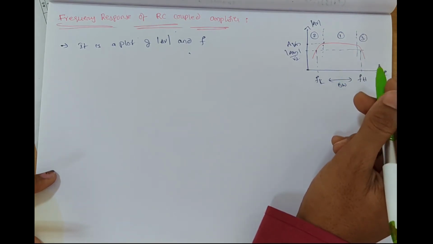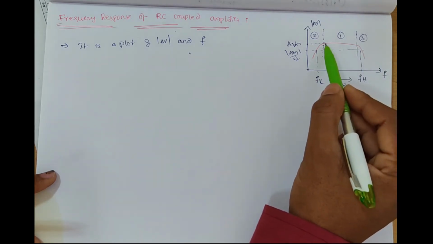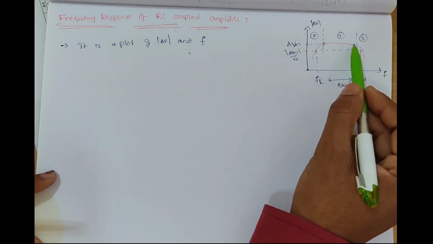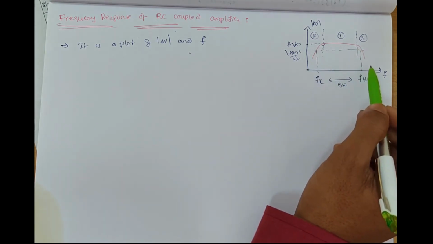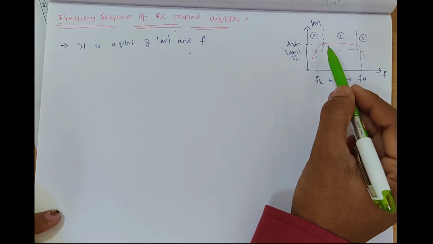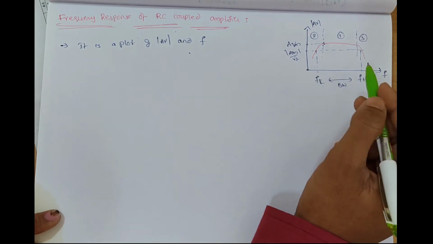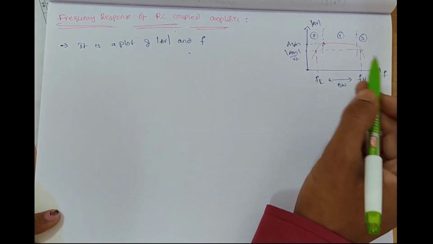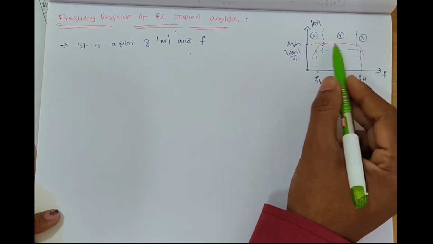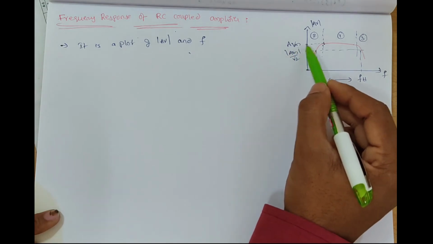As we know, maximum gain is present at the mid frequencies. So this part is the mid frequency band, this is the low frequency region, and this one is the high frequency region. At low frequencies, gain decreases with decreasing frequency. At high frequencies, gain decreases with increasing frequency. At mid frequencies, you get constant voltage gain, called AVM, the voltage gain at mid frequencies.